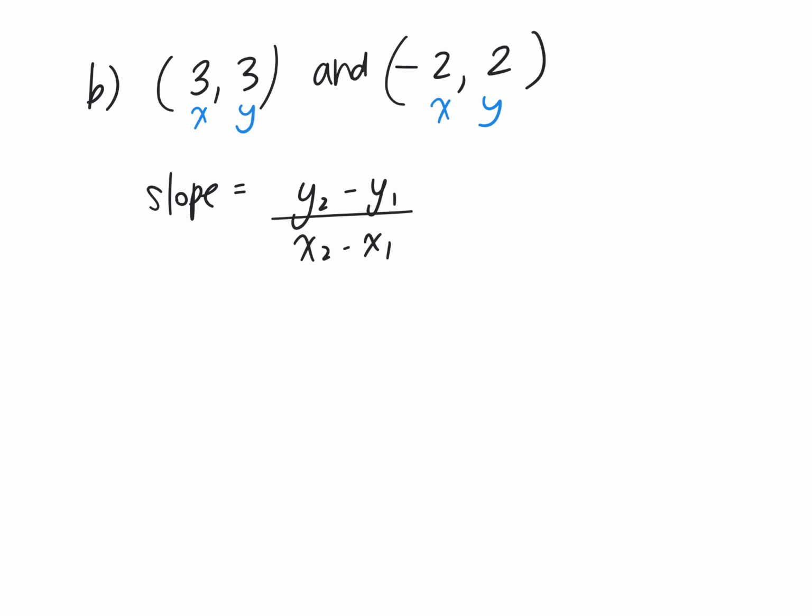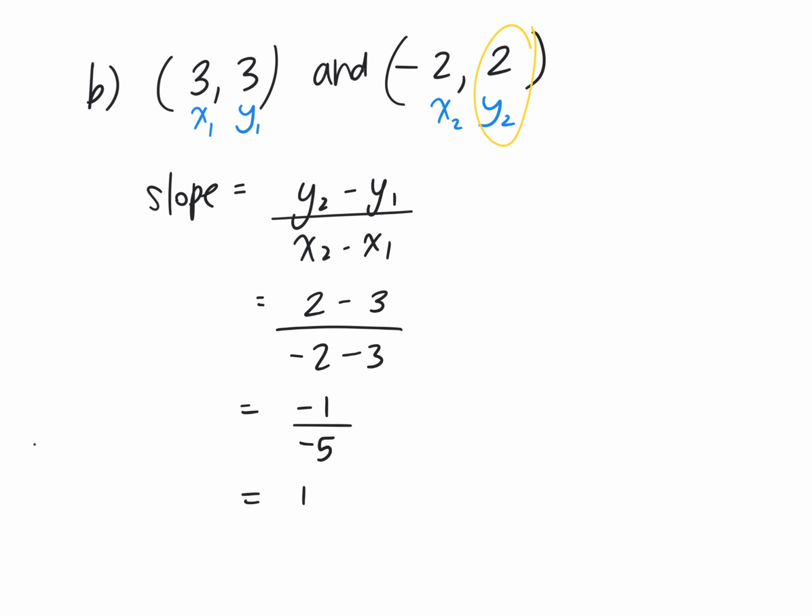Which one did you call x1? The first one? Okay, so 1, 1, 2, 2. So now what's the calculation? We have to go in the order. So y2 is 2, y1 is 3, over negative 2 minus 3. Once you've got the order down packed, we just simplify it. What's 2 take away 3? Negative 1. What's negative 2 take away 3? So your answer would be 1 over 5. That's the slope. Okay? That's it.